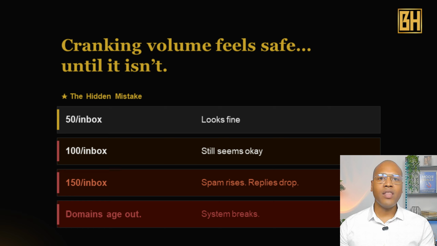That's the trap. It feels like a cost-saving move. You have already got 5 inboxes connected. The tool wants more money to add 5 more, so you crank the daily sending limit up. Now you are sending 100 emails a day per inbox instead of 50, then 150, and nothing breaks immediately. So you keep going until it does break. Domains start aging out, spam rates climb, reply rates fall, and you are 2 months in before you realize the infrastructure was the problem the whole time.